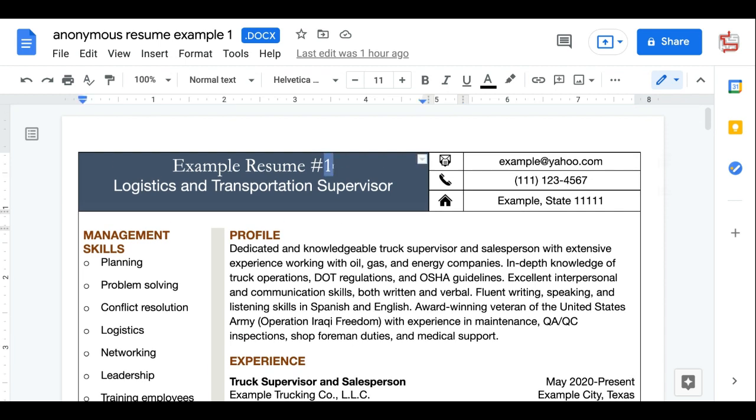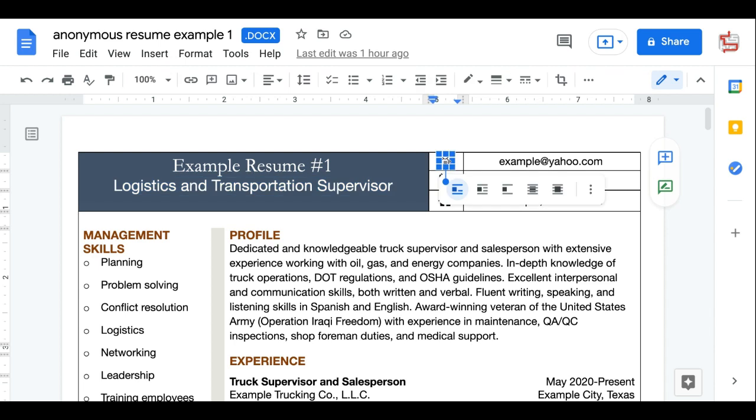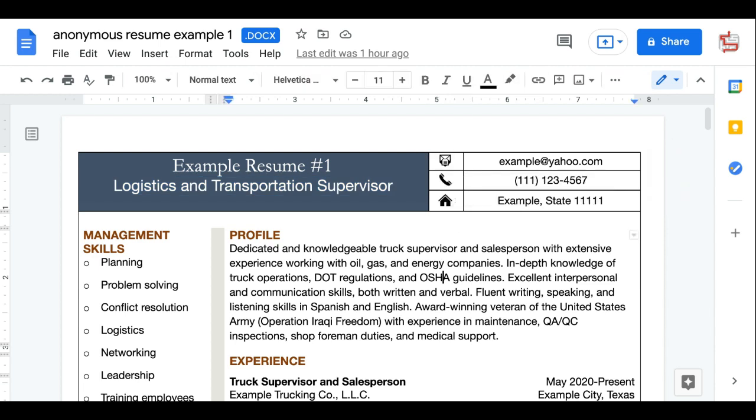But at the top, you would just include your name, and then this title is sometimes the title that is included on the job that they're applying for, or it can be your title from your latest position. On the right, I have included these little icons just to make it look prettier. This one's for the email address and the phone number, and then the address.